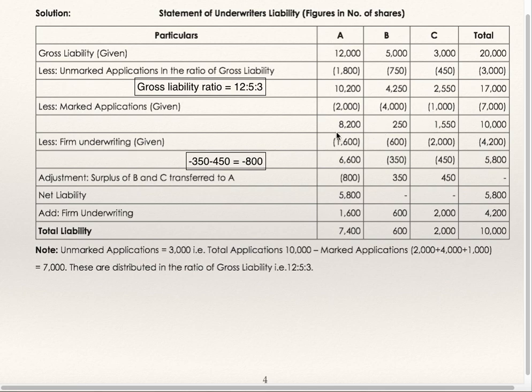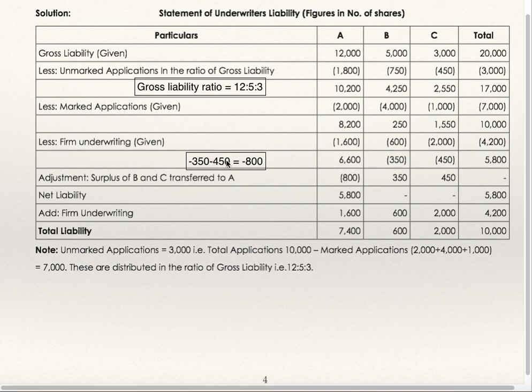From this deduct firm underwriting. This is also given. 1,600 of A, 600 of B and 2,000 of C. 8,200 minus 1,600 is 6,600. 250 minus 600 is minus 350. 1,550 minus 2,000 is minus 450. Now, if you see here, these two, B and C, they have got negative figures. Add these two and give it to A.